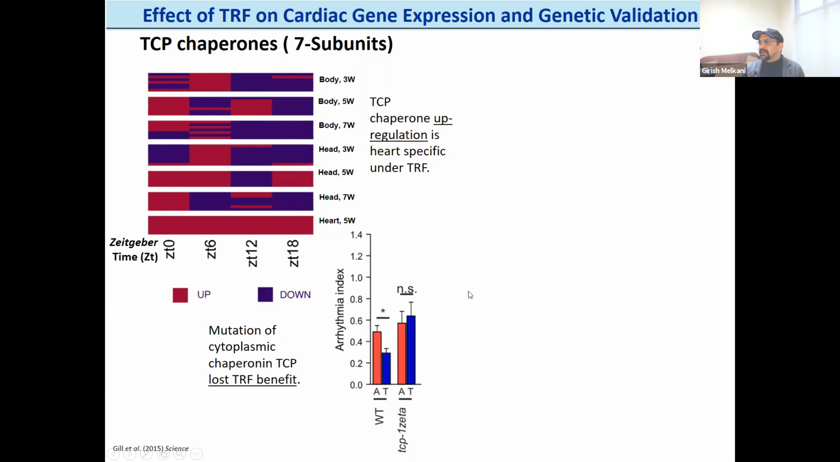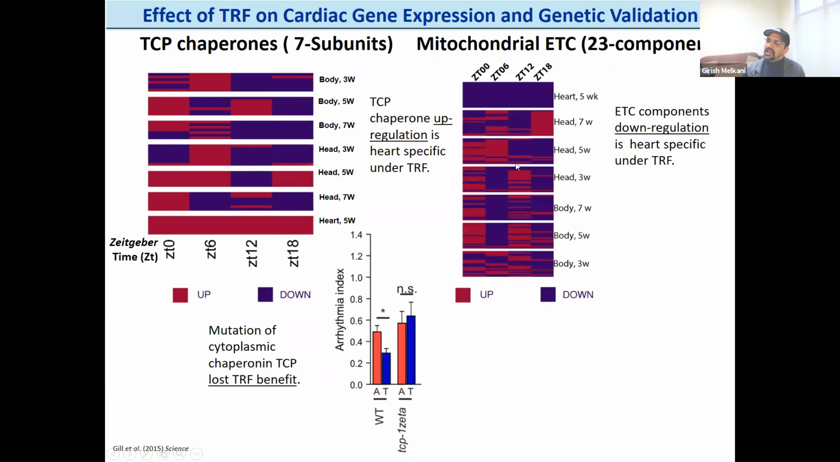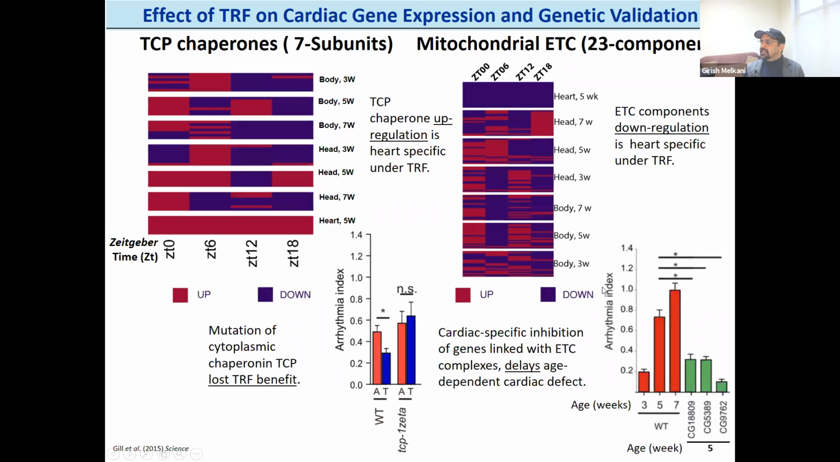Just one example here. The other unique thing that came out: these are 23 components of the mitochondrial ETC. Most of you are aware of this one. So they were down regulated in the heart. Then we tested a few of them, and they actually delay cardiac aging. So this is not surprising.